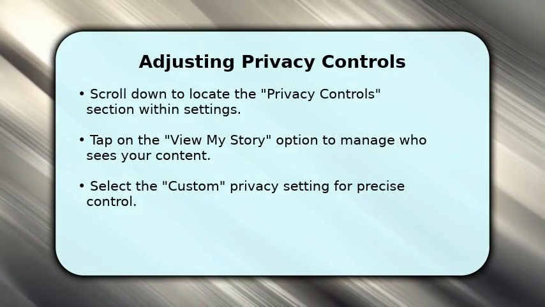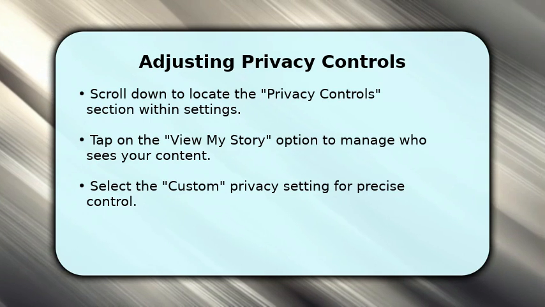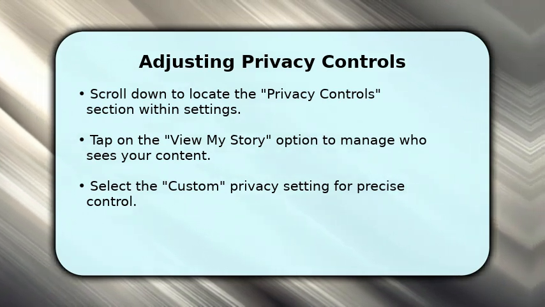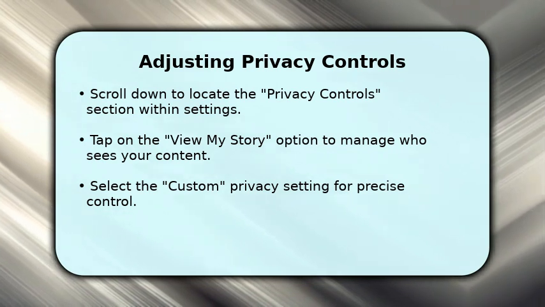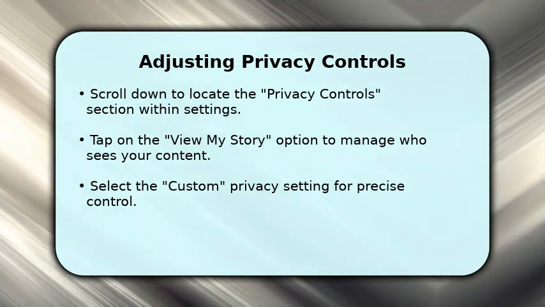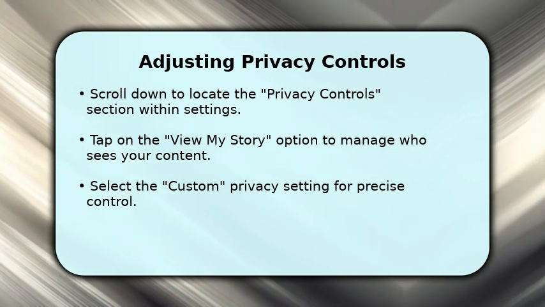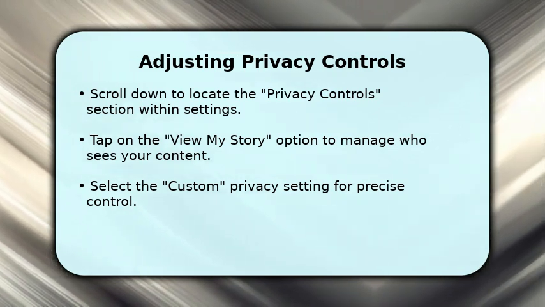Now that you're in the settings menu, scroll down until you find the Privacy Controls section. This area allows you to manage various aspects of your privacy. Within this section, tap on the View My Story option. This is where you decide who can see your daily updates.